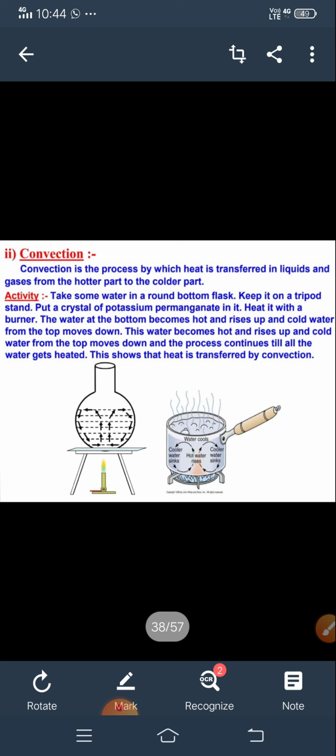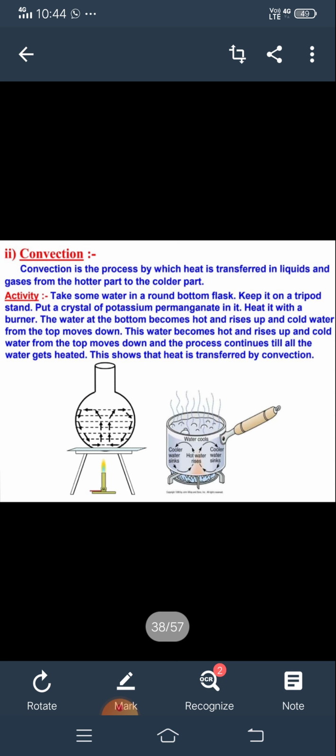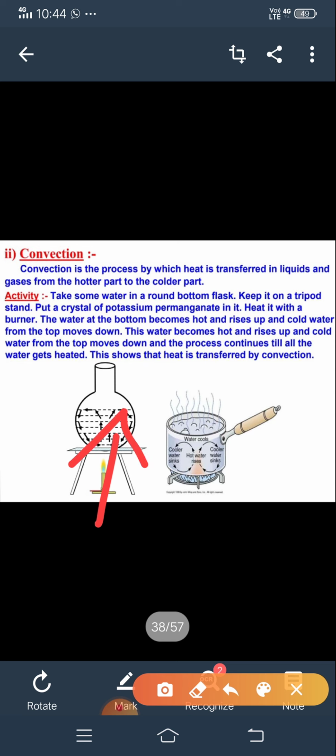Another activity: take some water in a round bottom flask kept on a tripod stand. It is a tripod stand. Put a crystal of potassium permanganate in it and heat it with a burner. You have to heat it.